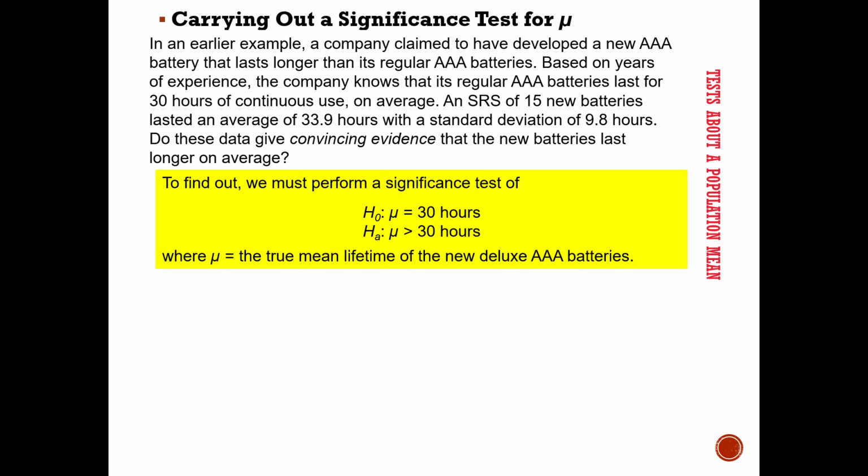So here's what we're doing. Here are our hypotheses, I suppose. We've got H0, and this is mu equals 30 hours, and we also have HA, and this is that mu is greater than 30 hours. So, of course, mu, if you remember, is the true mean lifetime of the AAA batteries. So we're testing whether or not the new batteries have a mean equal to 30.